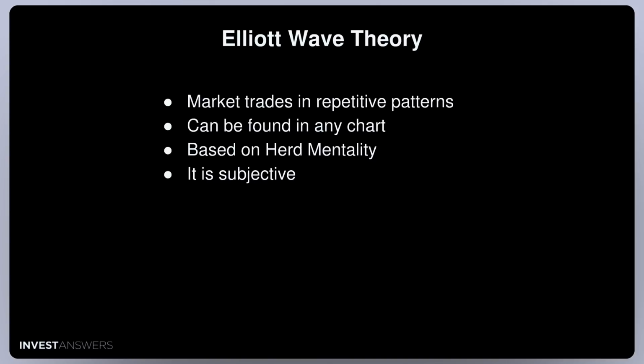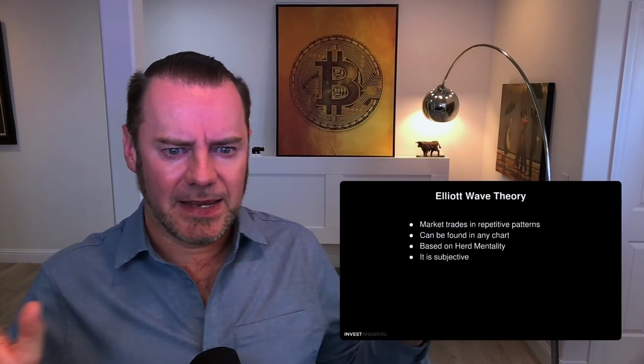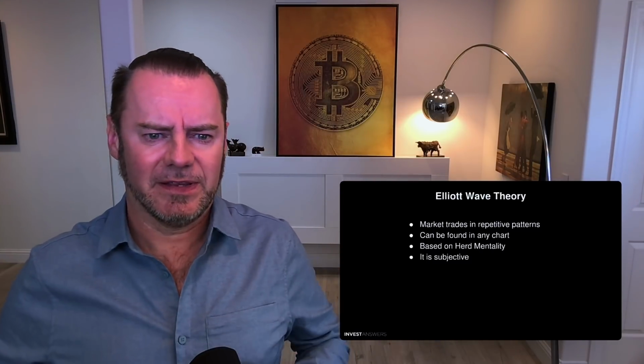So first of all, the whole concept behind Elliott Wave Theory, done by a guy, Dr. Elliott or something, about 80 years ago, was that market trades in repetitive patterns. And these patterns can be found in any chart over any time frame because everything is based on herd mentality. And remember as well, like any TA, it's very, very subjective. So bear that in mind. We'll go through some examples.